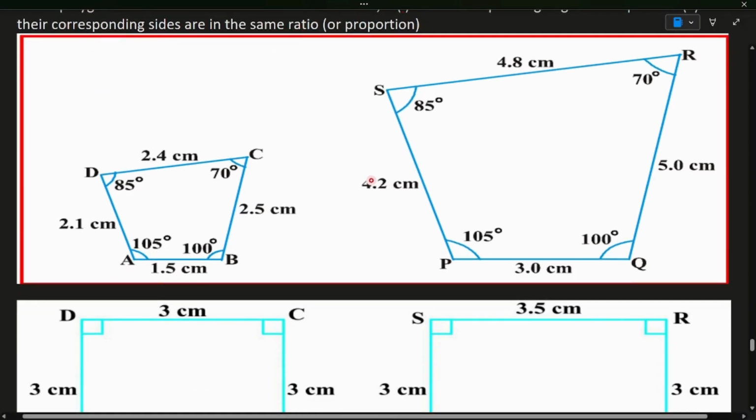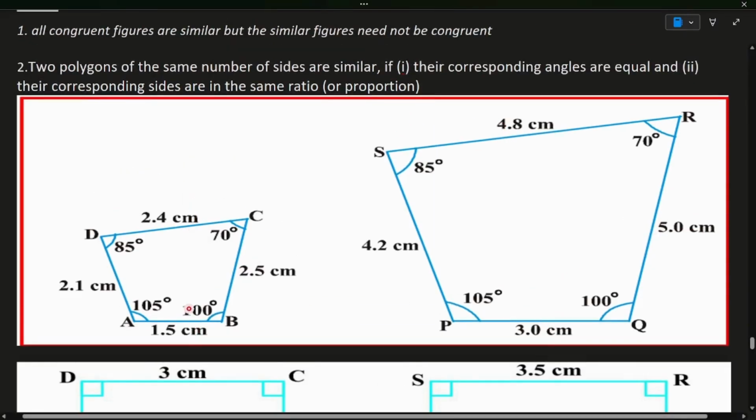This means the ratio of this side to this side, the ratio of this side to this side, and the ratio of this side to this side are always equal. For example, consider this case. What is the ratio of these corresponding sides? 2.4 by 4.8 equals 2.1 by 4.2, equals 2.5 by 5, equals 1.5 by 3. All these ratios equal 1 by 2. If you want, you can cross-check with pen and paper.